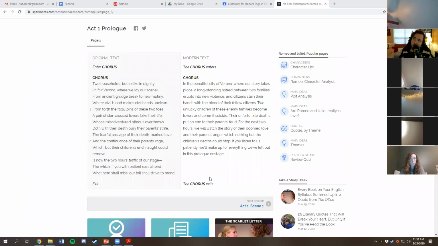So now we're getting even more explicit, right? These two people are going to fall in love. It's not meant to be. They end up dead. That's what we're going to talk about, right?